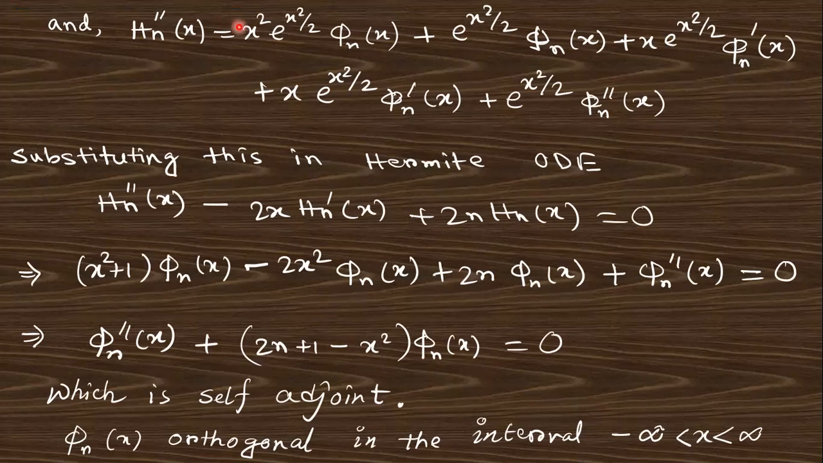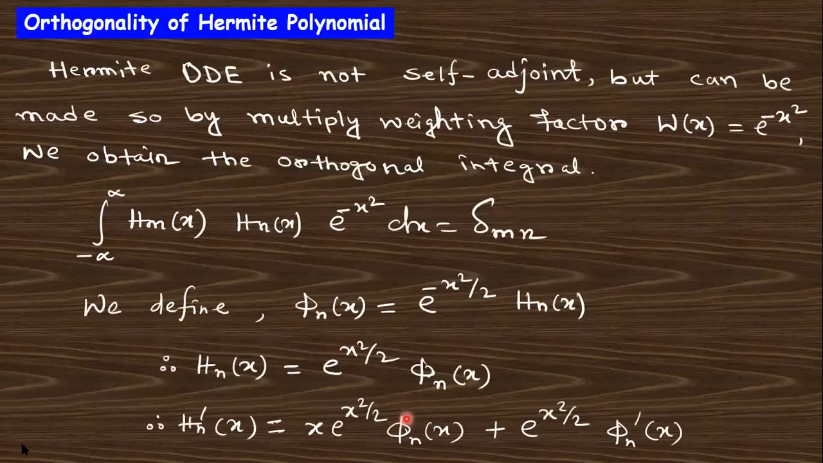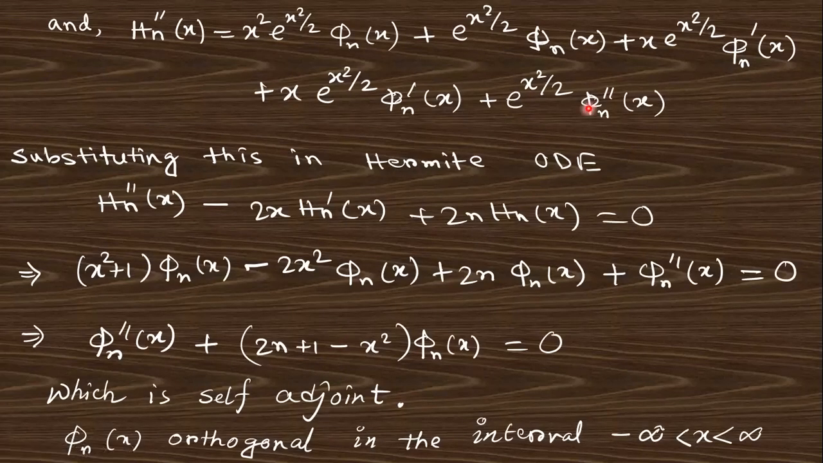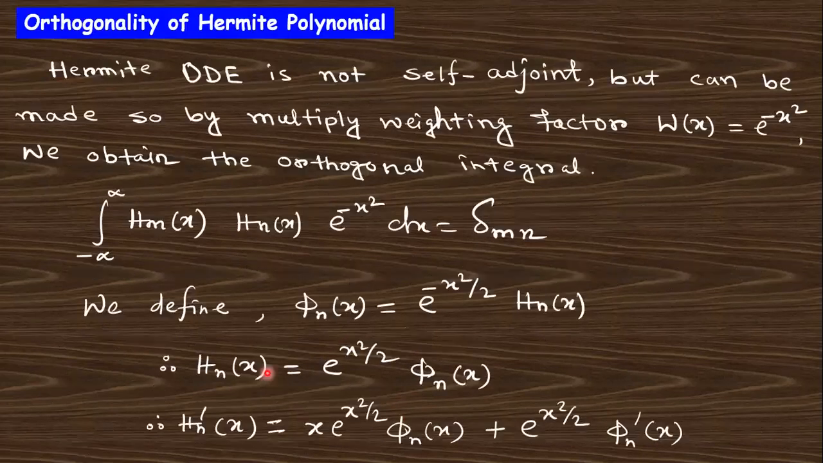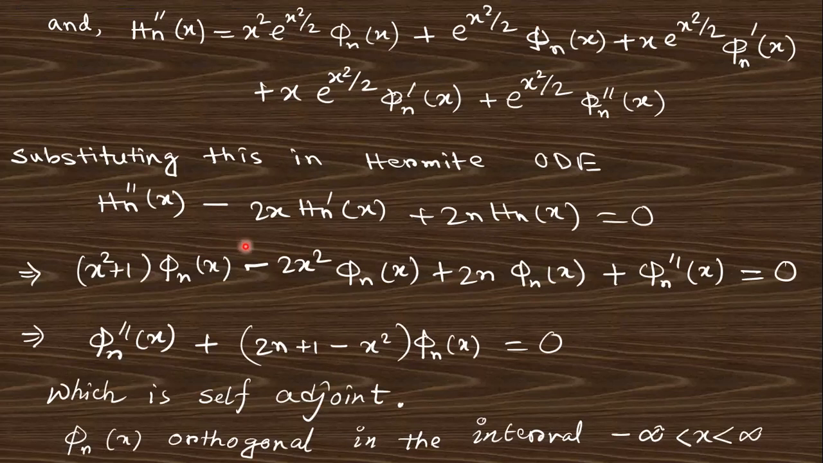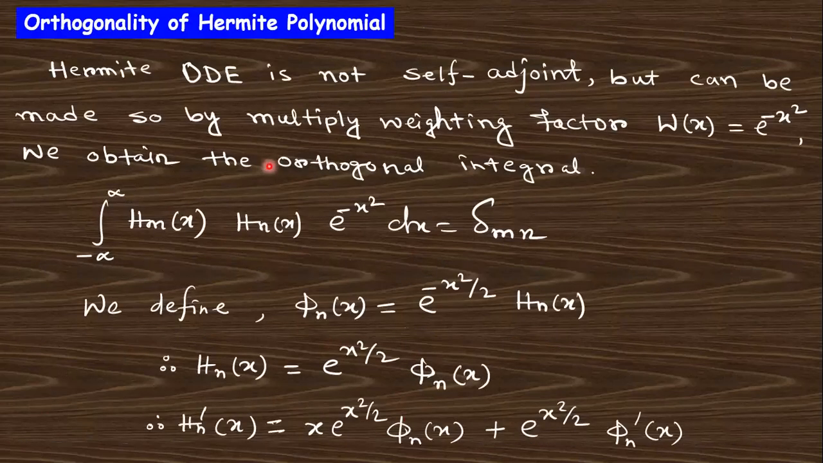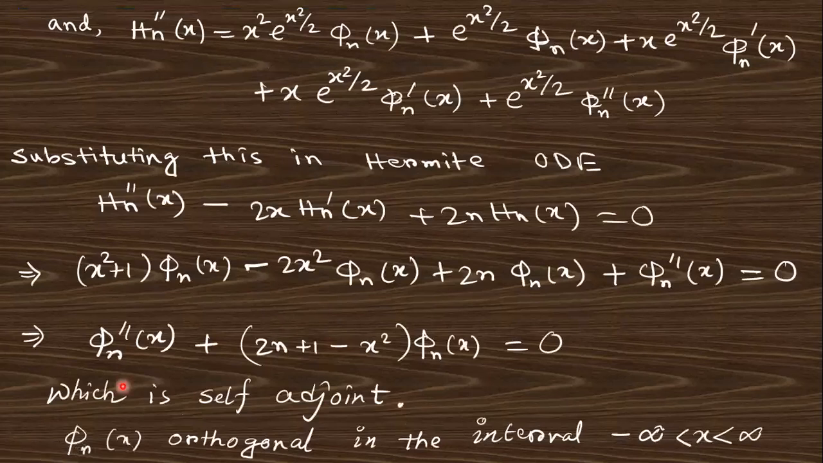Just substitute this expression and the previously obtained expression, and h_n(x), these three expressions, just substitute, you will get this type of equation which is self adjoint. Actually the Hermite differential equation in this form is not self adjoint, but you can make it self adjoint by substituting this.